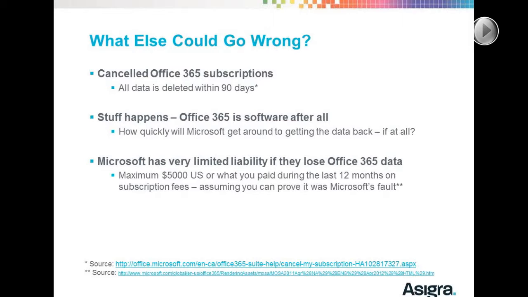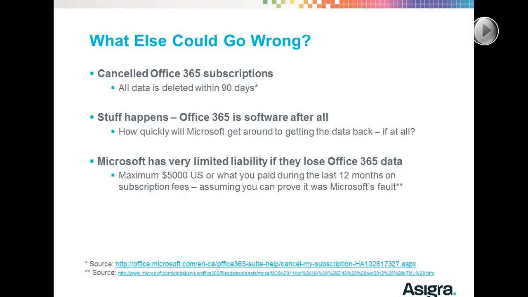Also, stuff happens, right? So this is software after all that Office 365 is based on, and there are bugs, and stuff happens. So, again, if there's a bug that accidentally corrupts your data, how quickly will Microsoft be able to get around to fixing that, if they can fix it at all, even?